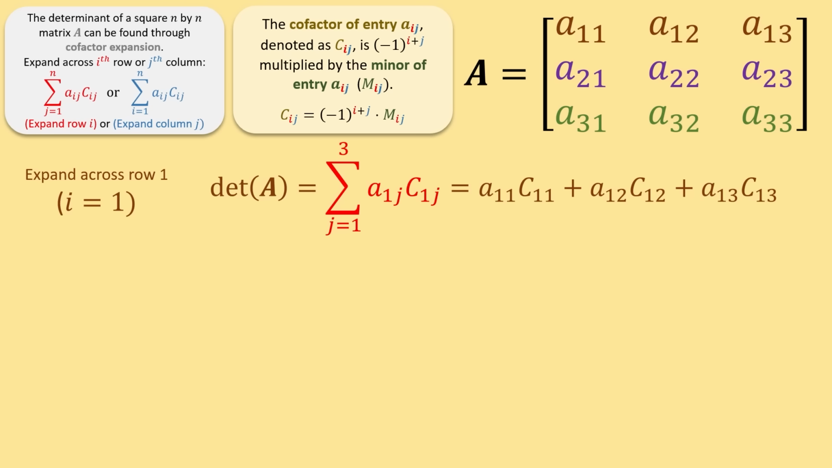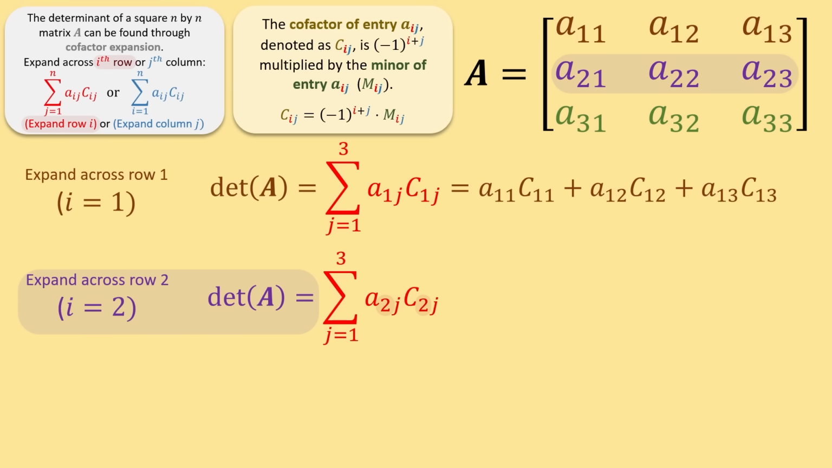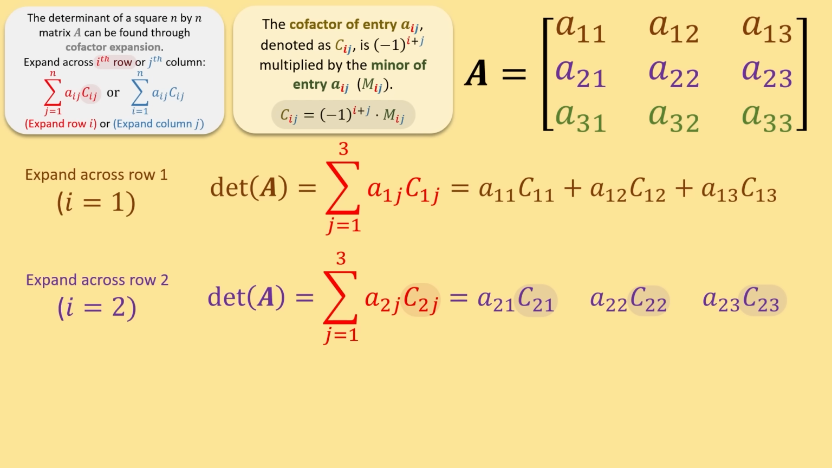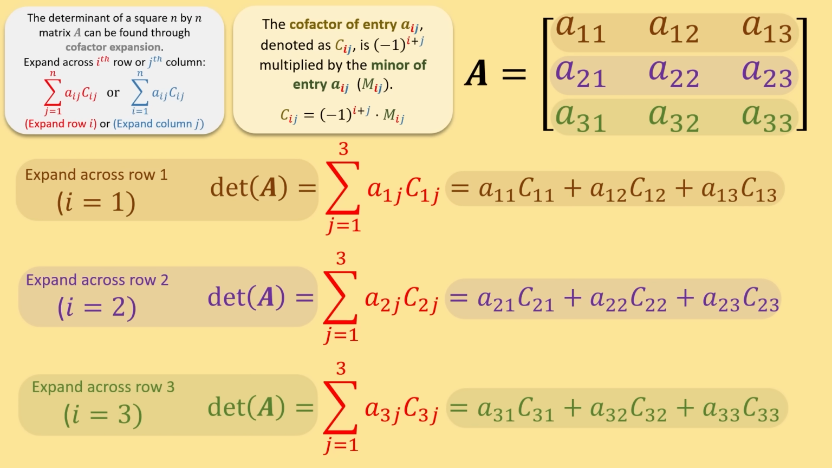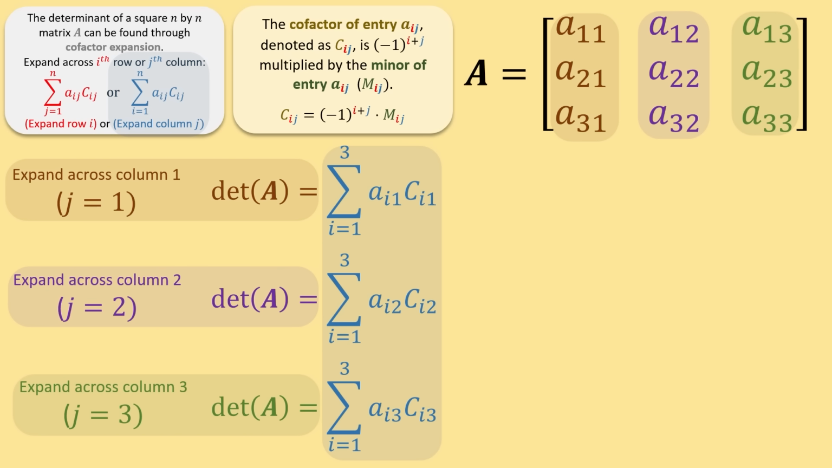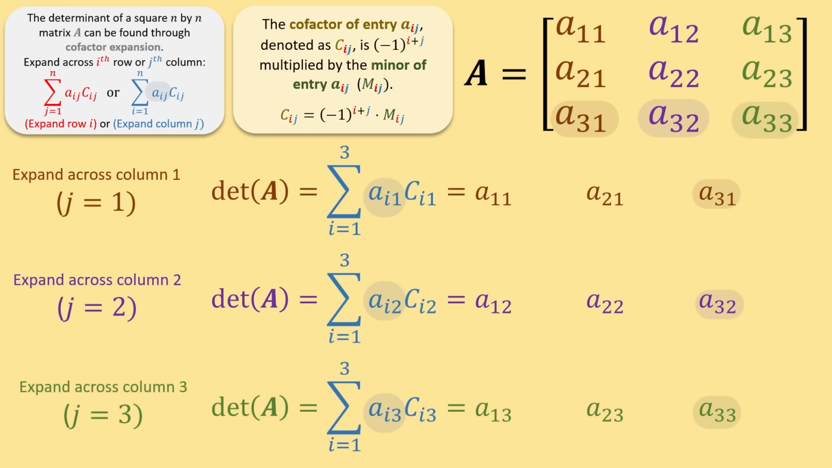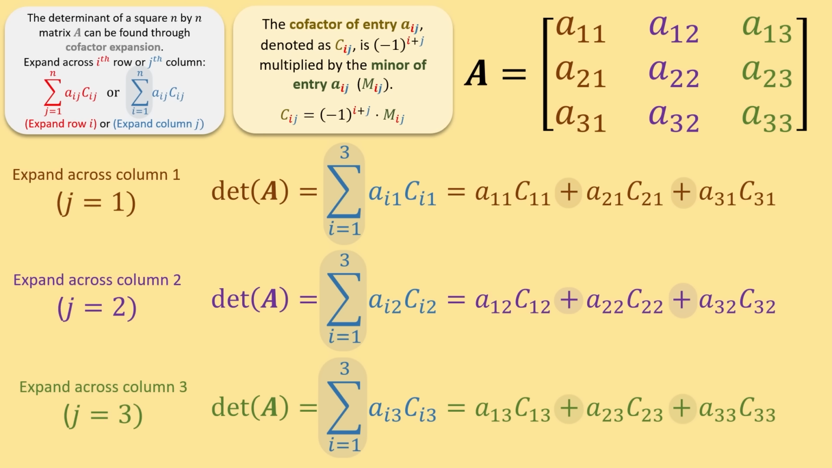We could also calculate the determinant of A using row 2 and taking each element from row 2, multiplying them by their cofactors, and adding them all together. This is the general guide for any row. Similarly, we could get the general guide for finding the determinant by expanding on any column. Just take the entries of your column, multiply them by their cofactors, and sum them up.